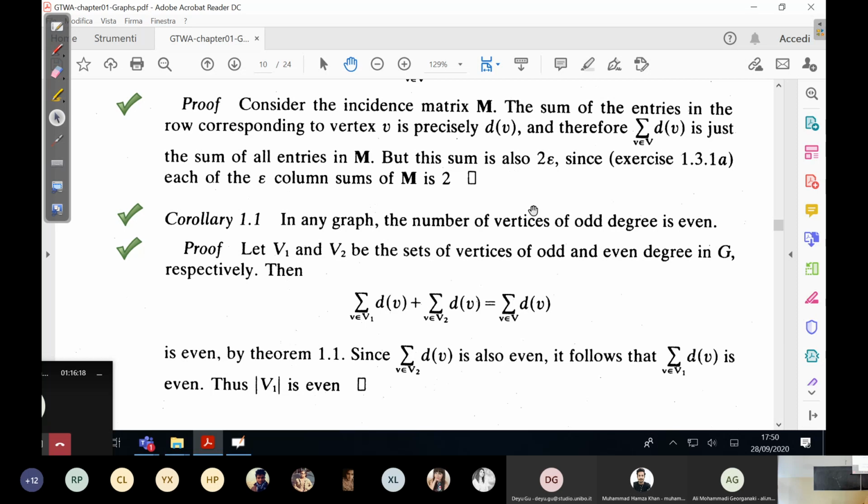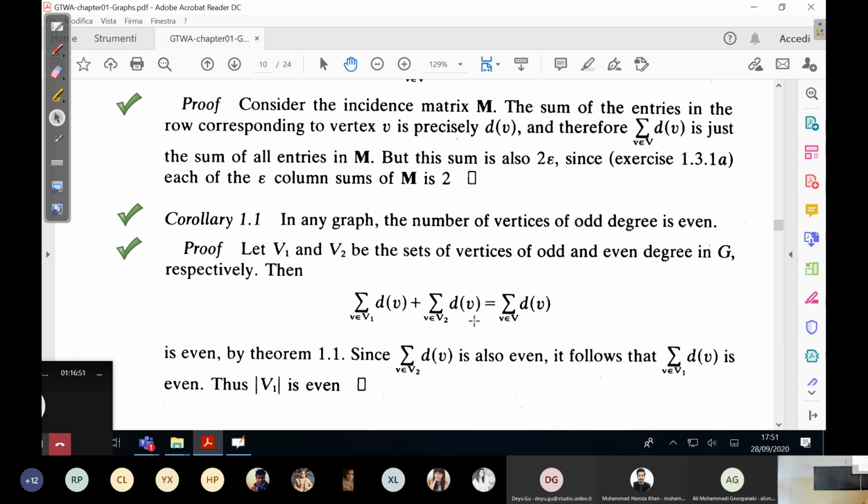Take any graph, okay? And now subdivide the vertex set into 2 sets of vertices: the set of vertices which are of odd degree, and the set of vertices which are of even degree. Okay, let's say this odd and this even. Now, what about this sum? It is a sum of even numbers. How much is it? So what can we say?